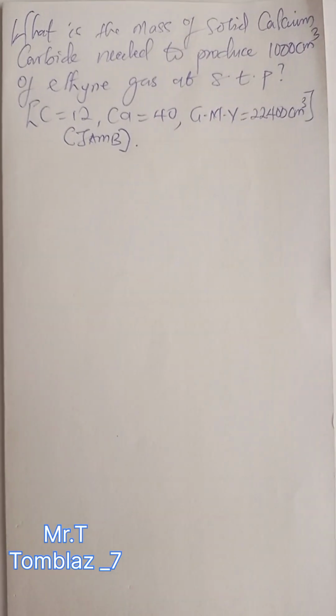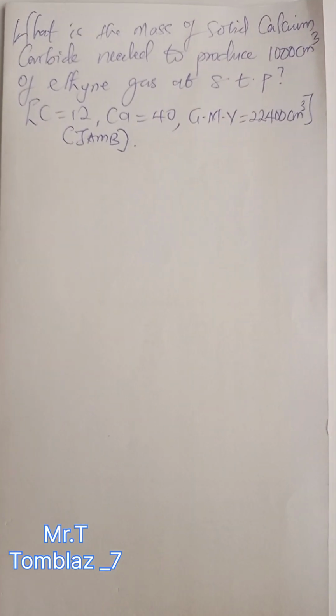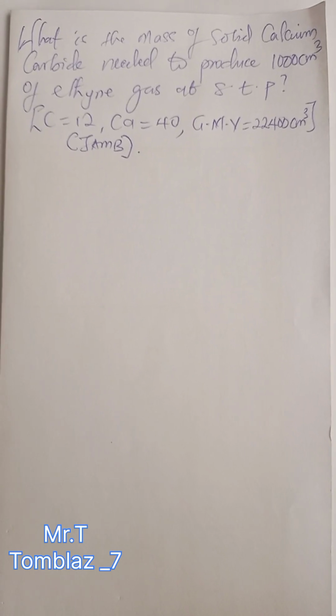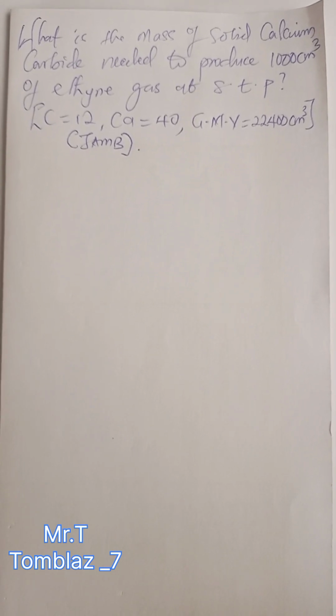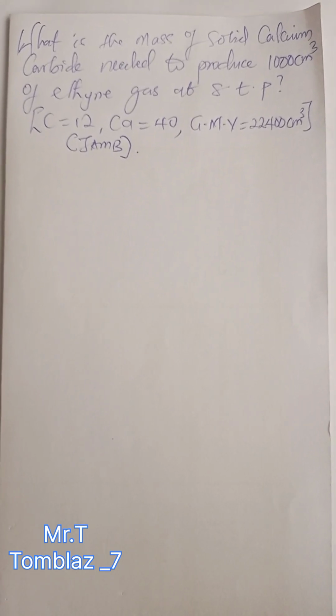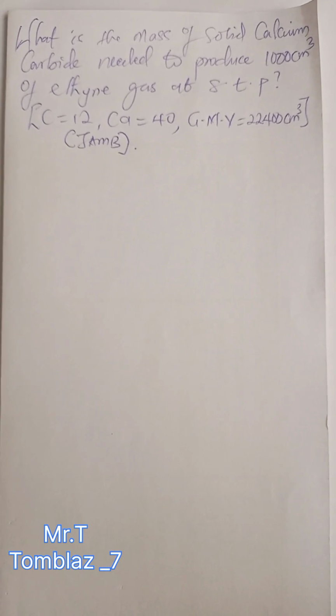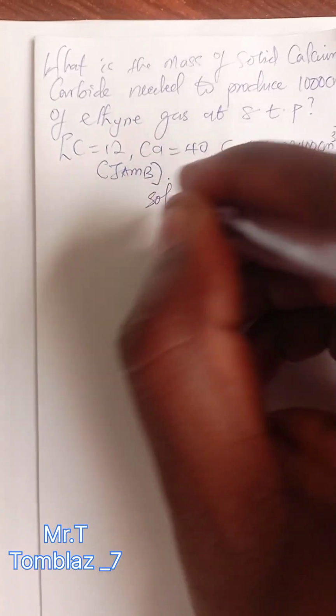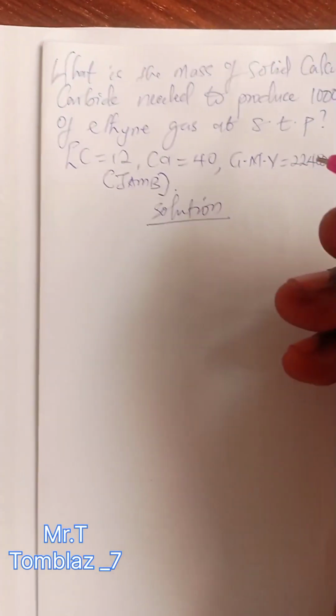Hello and welcome back. So this question says, what is the mass of solid calcium carbide needed to produce 1000 centimeter cubes of ethene gas at STP? First, in this kind of problem, you have to first write the equation and balance it, right?